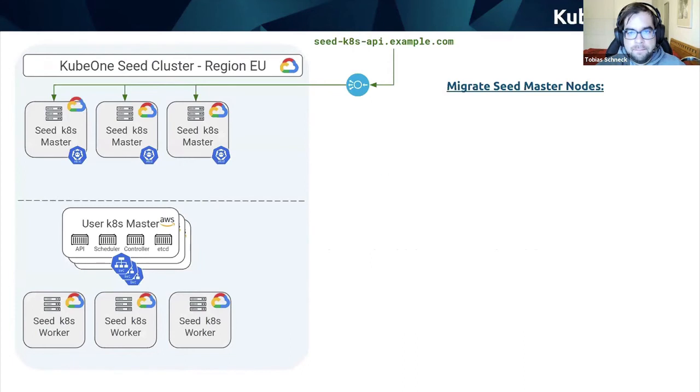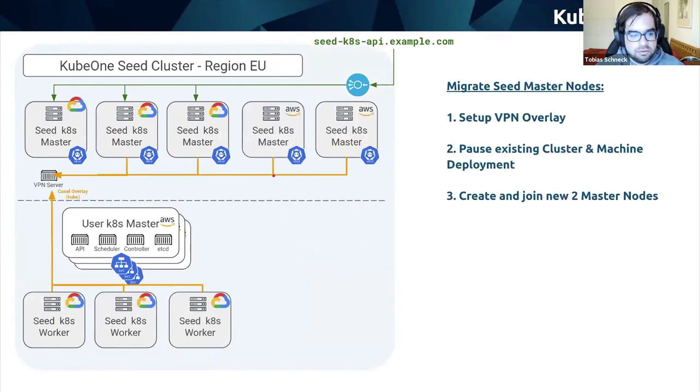How does this look? For example, here we have our seed DNS for our API server, pointing to the three masters. There we have now our AWS clusters hosting the control plane, and we have the workers hosting the container-wise control plane, everything on GCP. Then as a first step, we would again place the VPN, this time in the seed cluster, connecting every worker node and master node, then create a quorum with 5 etcd for the master nodes. That ensures that the new 2 etcds get the data replicated from the GCP nodes to the AWS nodes.